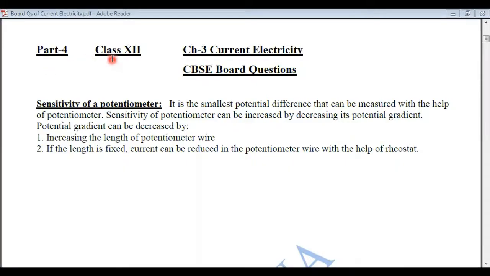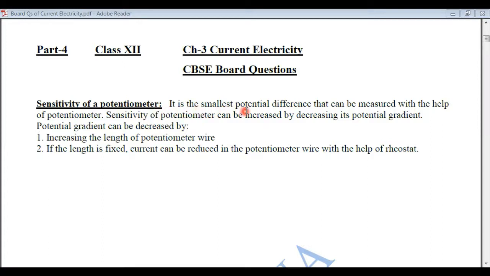This is part 4 of class 12, chapter number 3, current electricity. So in this part, we'll discuss the CBSE board questions based on current electricity. Here we'll also discuss the sensitivity of a potentiometer, which was left in the previous part.